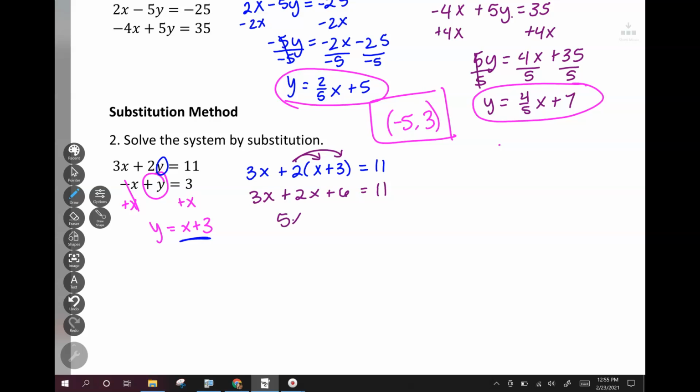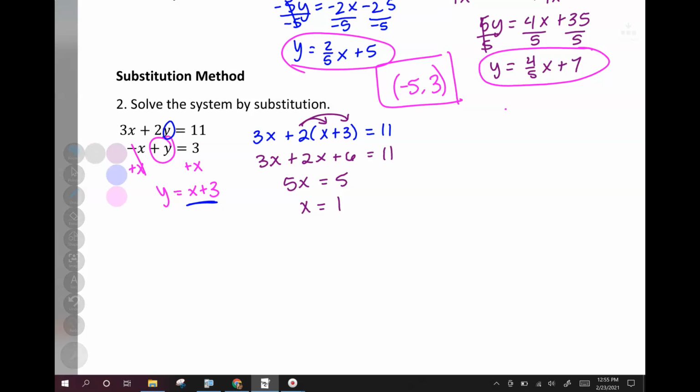Combine like terms. Subtract that 6 over. Divide by 5. X equals 1. Well, your solution is not just the value of x. Remember, your solution is the point where the 2 lines intersect, and so we need to have a y value as well.